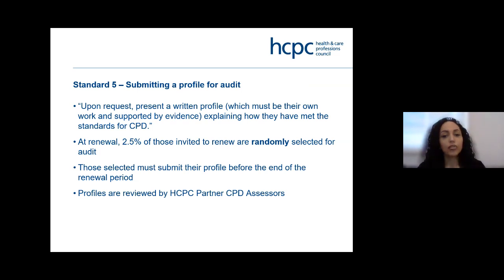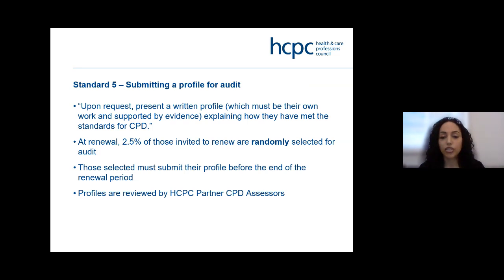Standard 5 essentially is, upon request, present a written profile which must be of your own work and supported by evidence, which I just touched upon, explaining how you've met the standards. So just a few points on that. When it says written, by no means do we mean you need to sit down and handwrite your profile. What we mean is that if you are selected, you do need to submit a profile. We now have an online system for you to do that, and it's the same system you would use when you're renewing. This is something we've newly introduced, which we hope will make things a lot easier for our registrants.